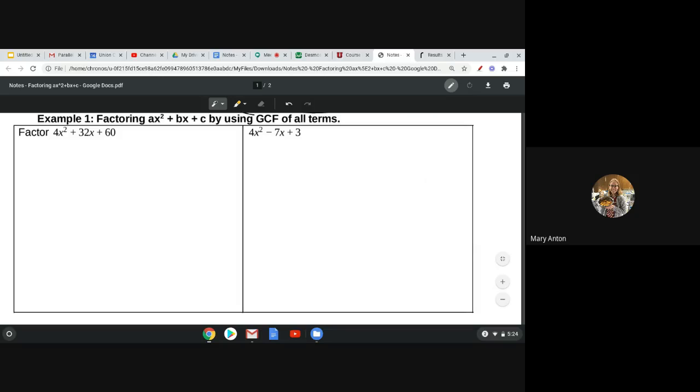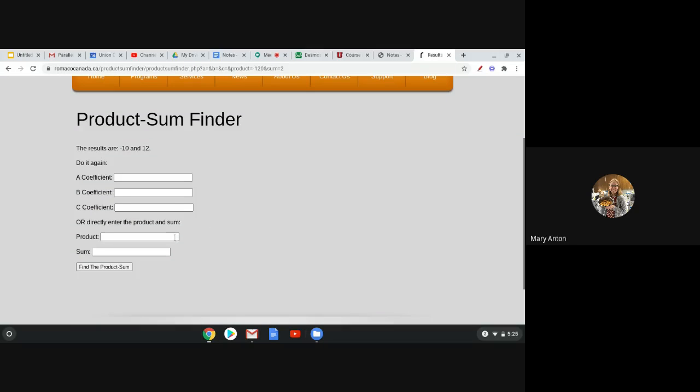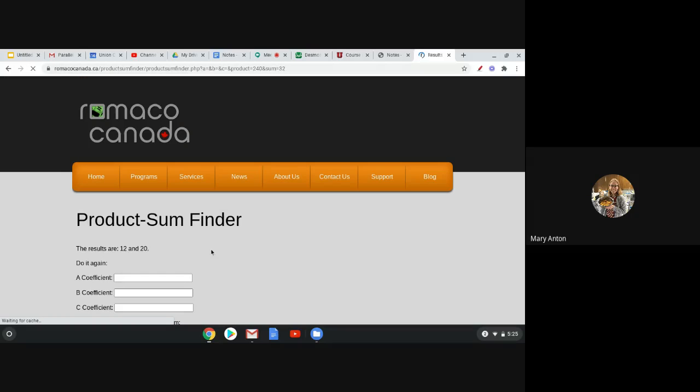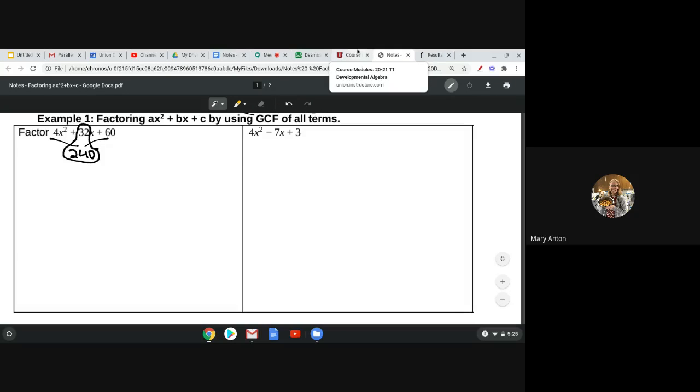All right, so 4x squared plus 32x plus 60. So remember, we're going to take the product of 4 and 60. So 4 times 60 is 240. That means we need 2 numbers that multiply to 240 and add to 32. So I'm going to go find these 2 numbers. So we got 12 and 20. You see this? The results are 12 and 20. All right. So I'm just going to kind of write that up here.